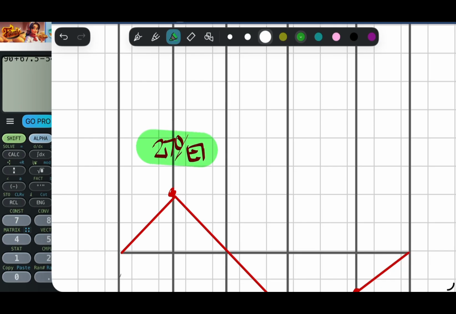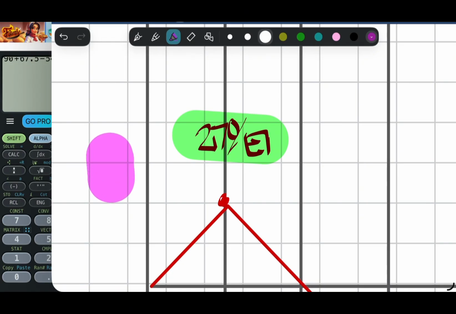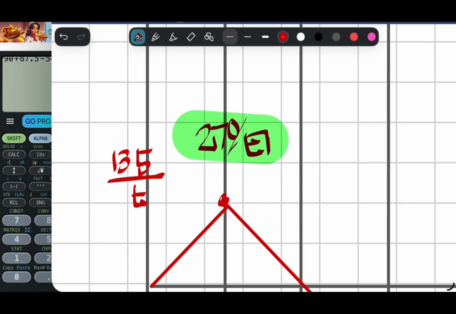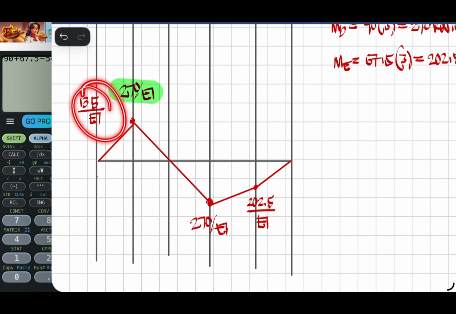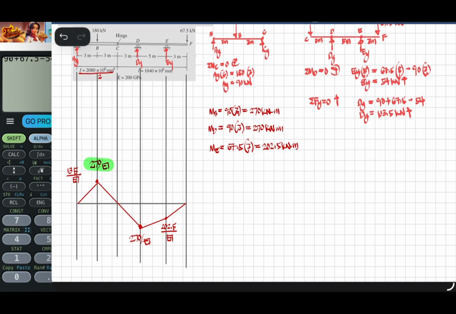Divide mo siya 2. So, instead nga 270 over EI, mahimo na siyang 135 over EI, where the value of I from A to B, pareha na siya diri nga I. So, kanilang part yung i-divide o 2. Bali, ang I sa member A, B, C. So, i-divide mo diri nga I is 1040 times 10 to the 6 millimeter to the 4.